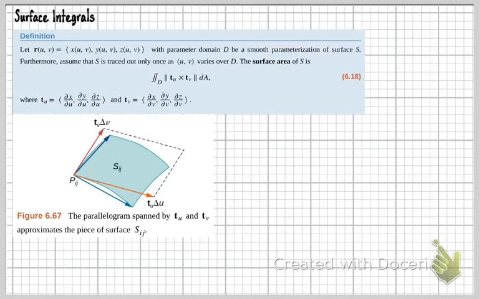And what I want you to see below here is this picture. When I calculate T_u and T_v, these are vectors from a point that I choose. And when I think of those vectors outward, when I take the magnitude of the cross product of those two vectors, that's going to give me the area of this parallelogram.